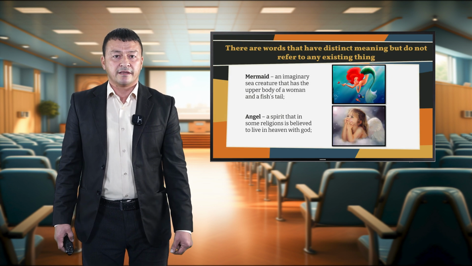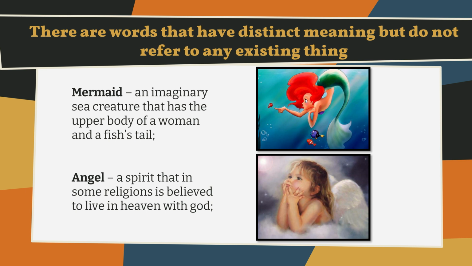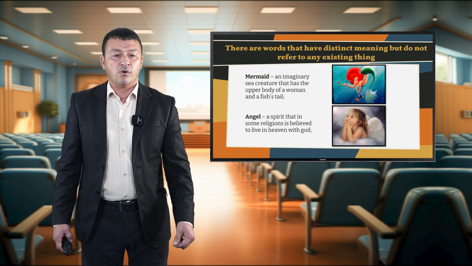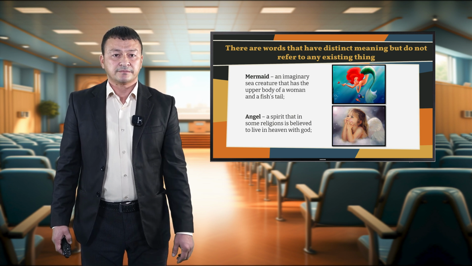So there are words that have distinct meaning but do not refer to any existing things. For example, mermaid, an imaginary sea creature, or angel, a spirit that in some religions is believed to live in heaven with God, or vice versa, we can observe the word devil.